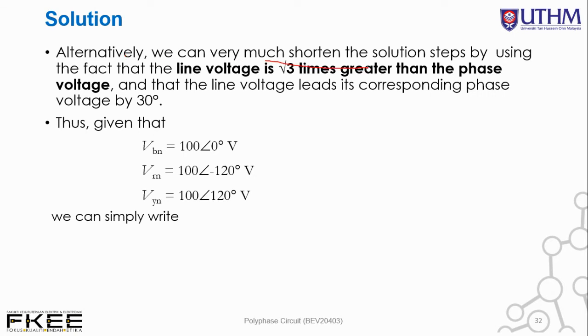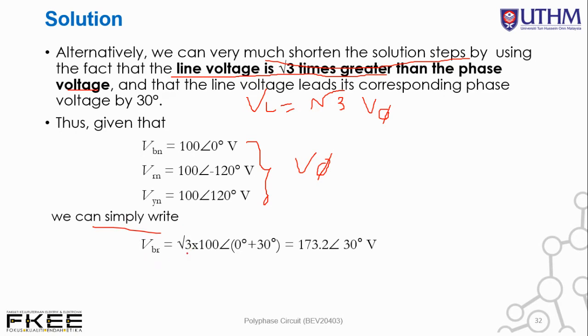But alternatively, we can shorten the solution steps by using the fact that line voltage is square root 3 times greater than the phase voltage. Remember, we are still in balanced three-phase systems. To make the analysis shorter, we can simply write that VBR is square root 3 times 100. The line voltage leads its corresponding phase by 30 degrees, which means we just add 30 degrees. Multiply 100 by square root 3 and it gives you 173.2, and for the angle, it's just plus 30.